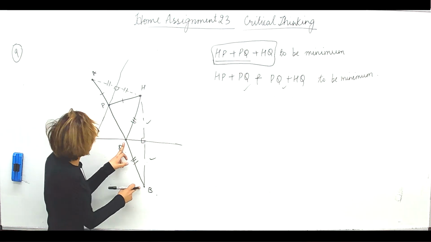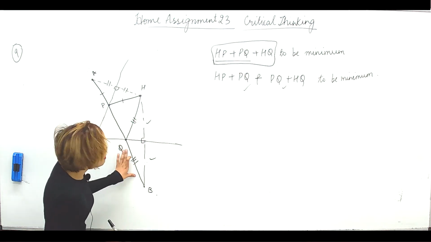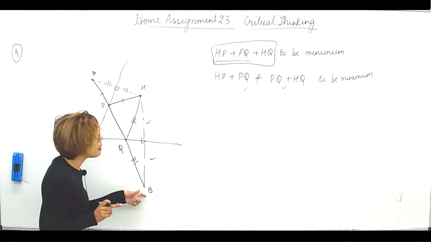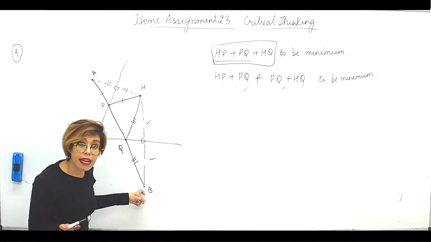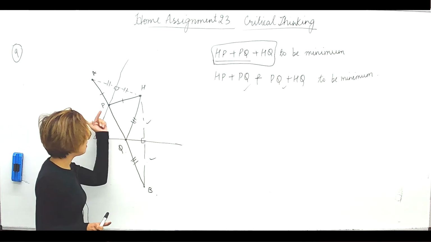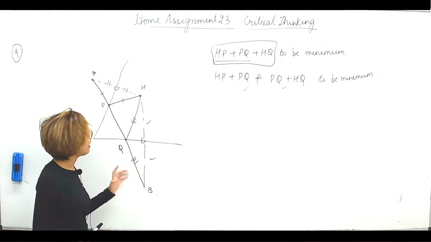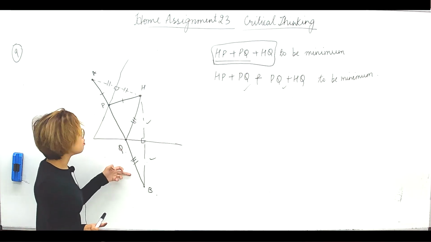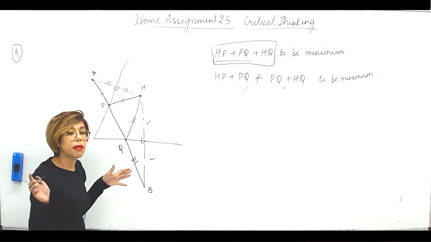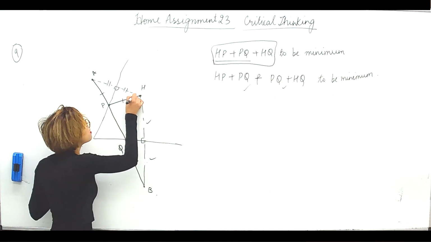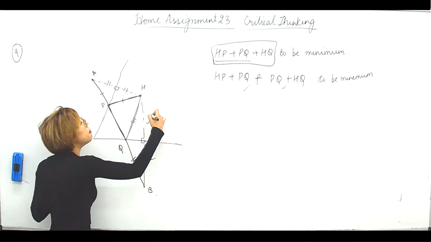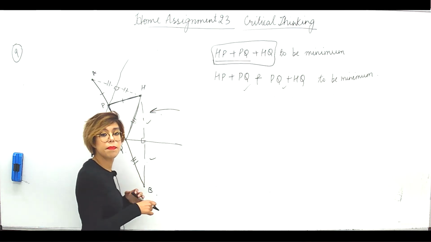Now that means I want PQ plus QB to be minimum. That will only happen if PQB are collinear. If they lie in the same line, triangle collapse. So that means this is the minimum distance. So मैंने PQ plus QB भी minimum कर दिया. PQ plus QH in turn minimum हो गया. So that means the required path is this one. The distance traveled will be minimum in this case.